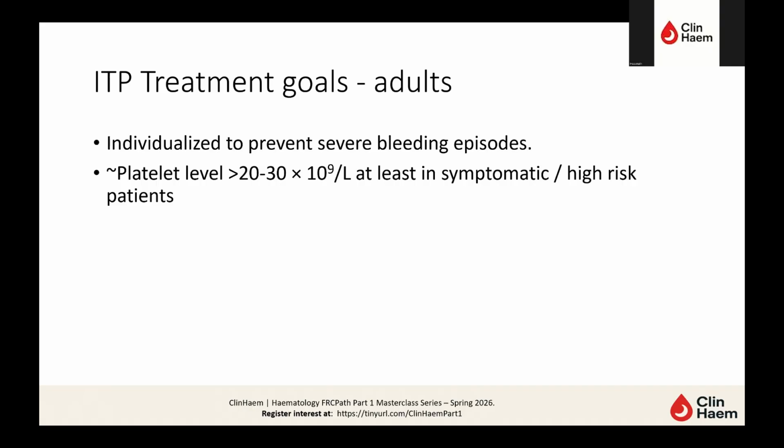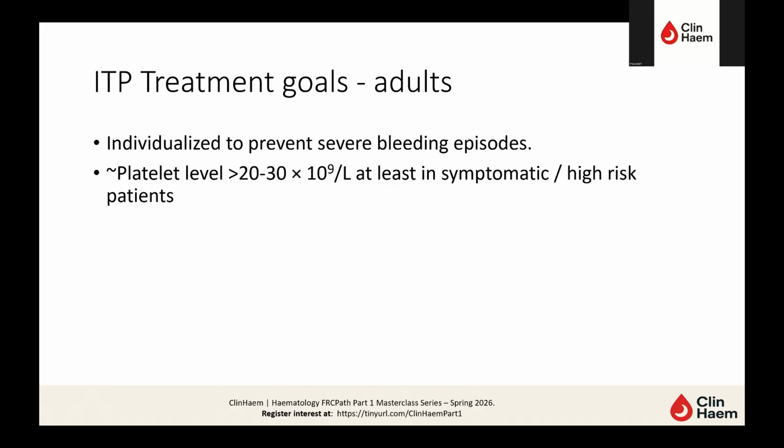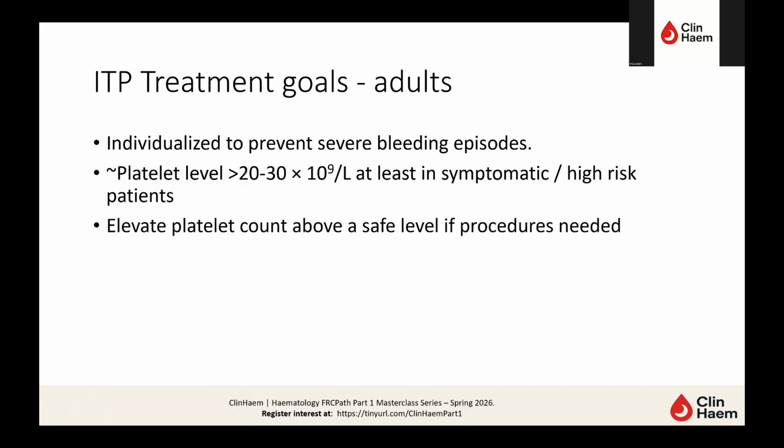So it has to be individualized, but generally in adults, we will try to keep the platelet count above at least 20 to 30 in the absence of bleeding or with minimal bleeding. Of course, if the bleeding happens, you have to raise the platelet count to a specific target depending on where the bleeding is and how severe it is. Or the other indication would be to raise the platelet count if they're going to have a procedure to a safe level for the procedure.